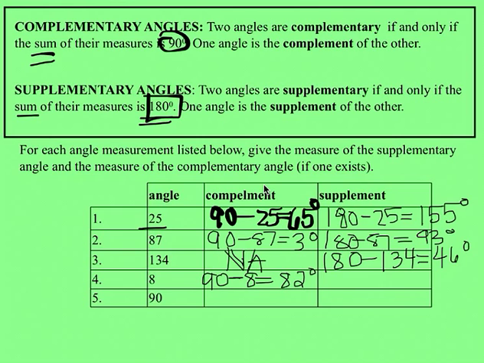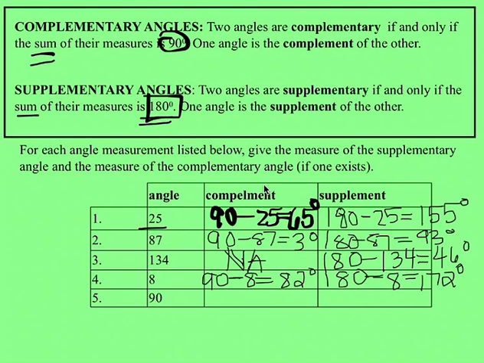Then to get the supplement, we're going to do 180 minus 8, and that's going to be equal to 172 degrees. So that's going to be a really big angle and a really small angle.